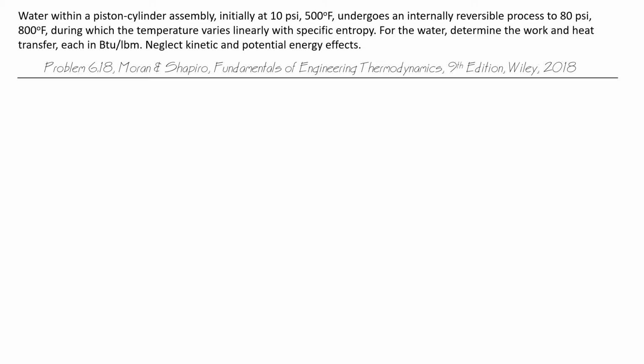Water within a piston cylinder assembly, initially at 10 psi and 500 degrees Fahrenheit, undergoes an internally reversible process to 80 psi and 800 degrees Fahrenheit, during which the temperature varies linearly with specific entropy. For the water, determine the work and heat transfer, each in BTUs per pound mass. Neglect kinetic and potential energy effects.